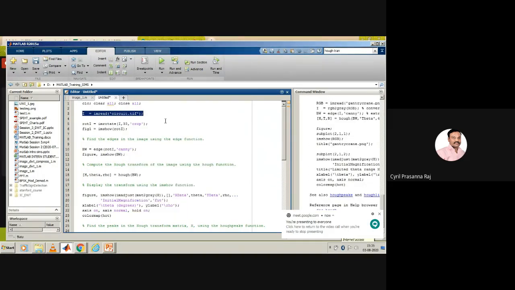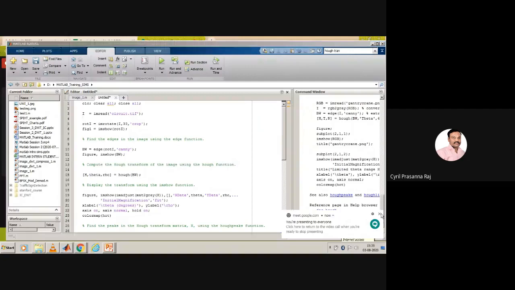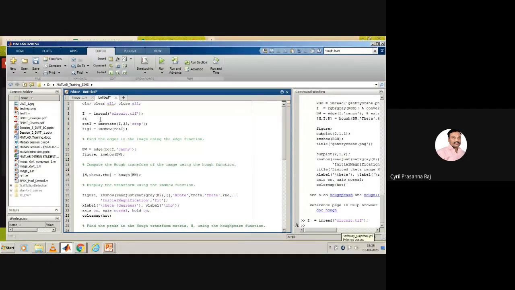So we are able to read this image. Once we read this image, I am able to display this image in MATLAB.